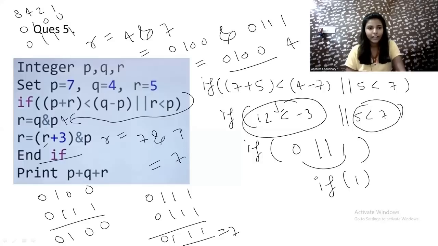And now we have to print p plus q plus r. So what is the value of p? P is 7. So 7 plus, what is the value of q? Q is 4. And what is the value of r? R has been updated to 7. So write it as 7 and 7, 14, and 4, 18. So the correct output of this question is 18.